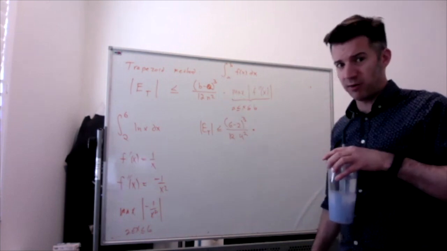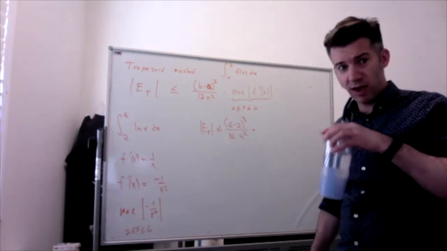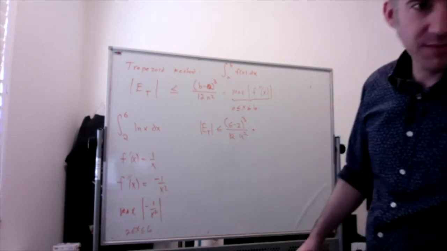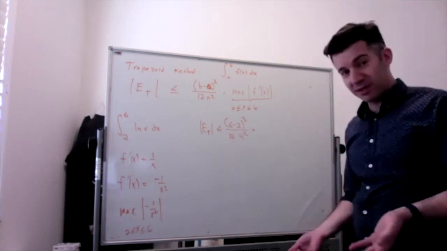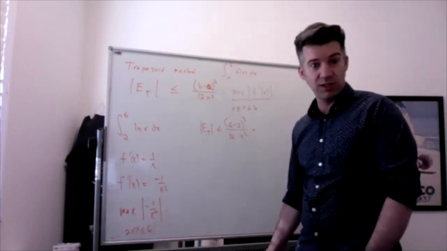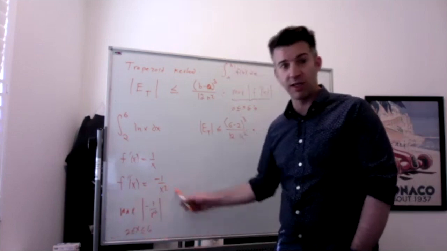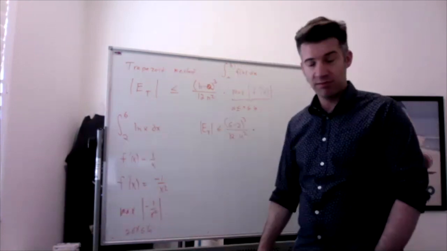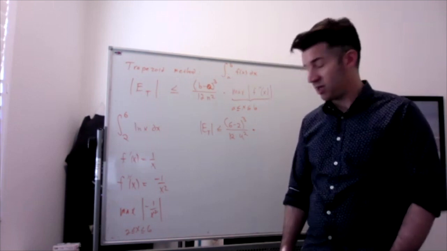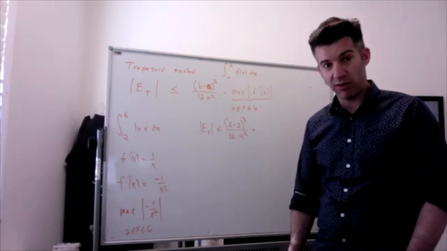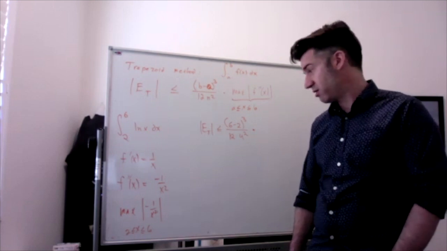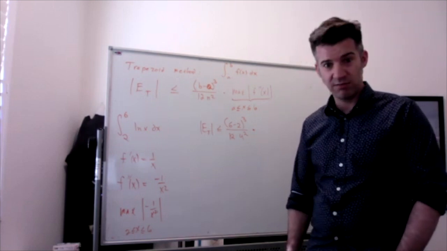James has picked up his water, meaning he's waiting for you guys to answer. So let me ask the question again. Which of these values of x, 2 or 6, is going to make this quantity the biggest? If I plug in 2, I'm going to get the absolute value of negative 1/4. If I plug in 6, I'm going to get the absolute value of negative 1/36. Which is bigger?